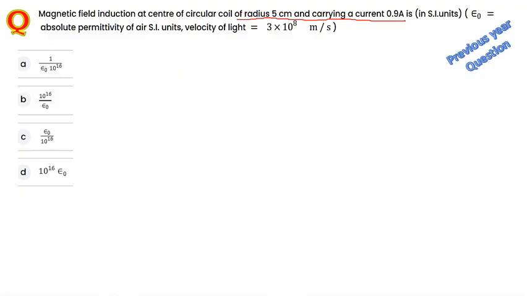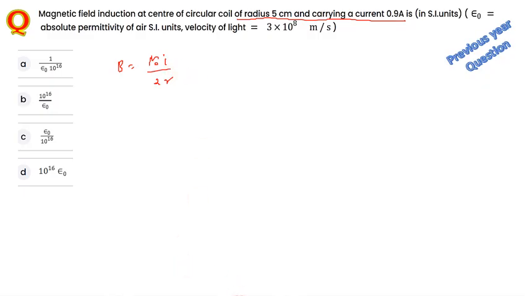So the magnetic field induction here is B equals mu naught I divided by 2r. You just remember the formula. Now, they haven't given the mu naught value, but they have given epsilon naught. We have to find the relationship between epsilon naught and mu naught. The r value and I value have been given. I just substitute here.